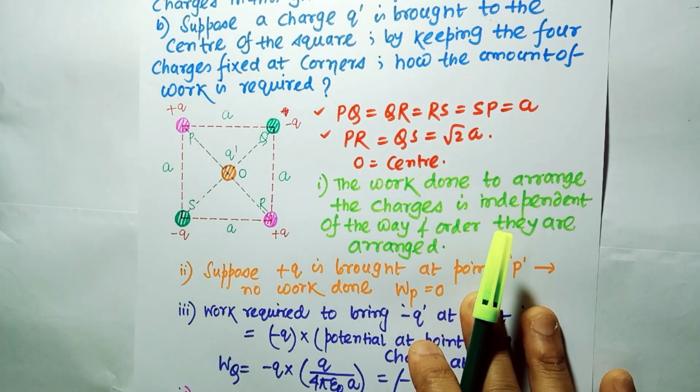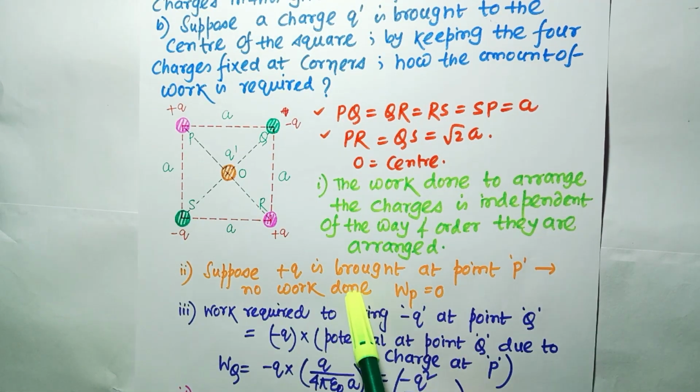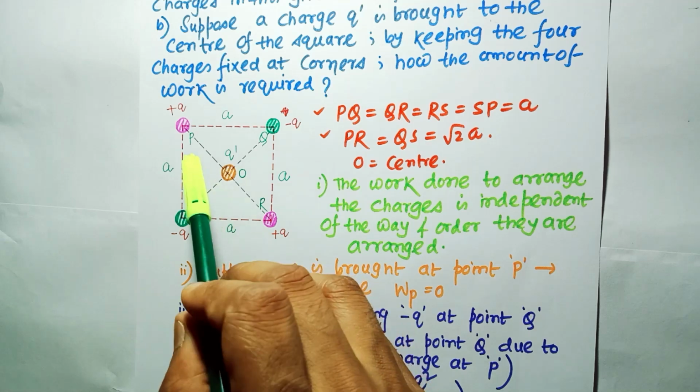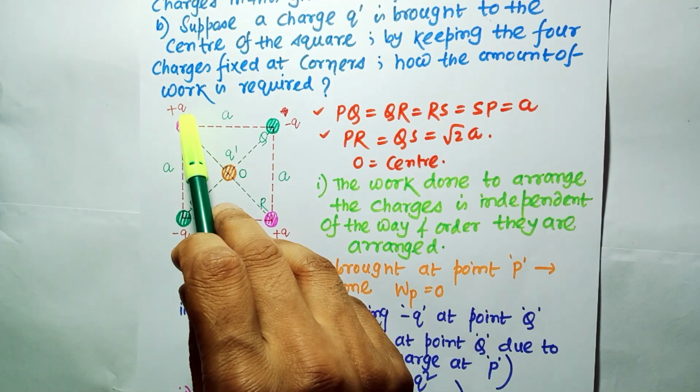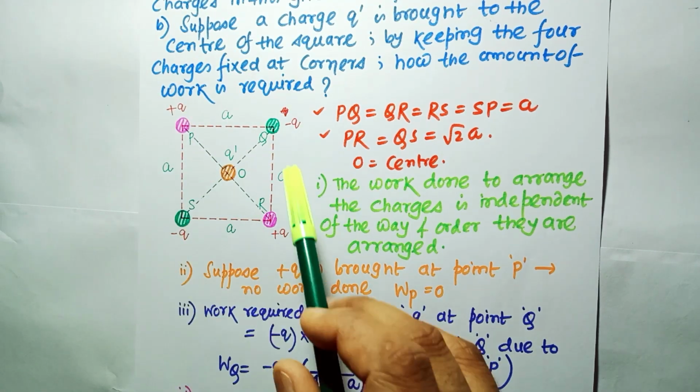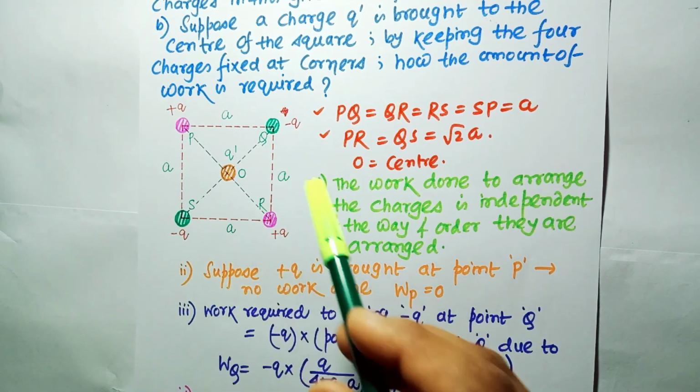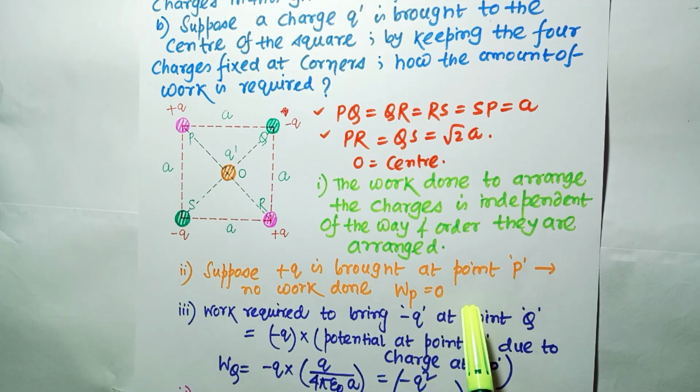So suppose in the beginning the plus Q charge is brought to the point P. You can see this is the point P. Here the plus Q charge is located. As there are no other charges present, the work done is 0. So WP is equal to 0.